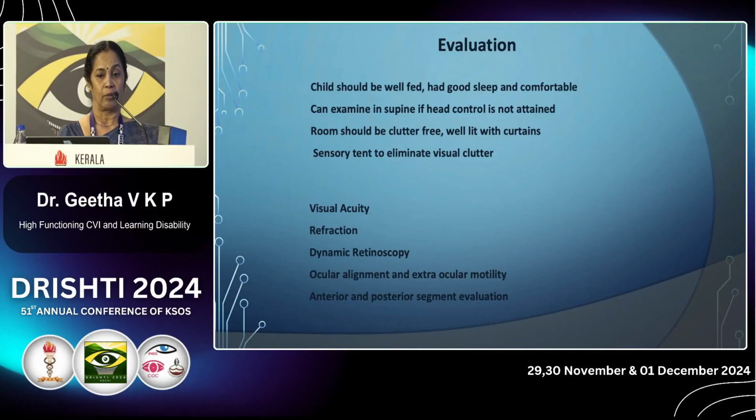Now coming to the evaluation. It should be done in a special clinic, not in our busy OPD, because the visual clutter may affect the child's vision. The child should be well fed, had good sleep and be comfortable. And sometimes neck control may not be there, so we can examine the child in supine. Then in profound CVI, sometimes a sensory tent may be used.